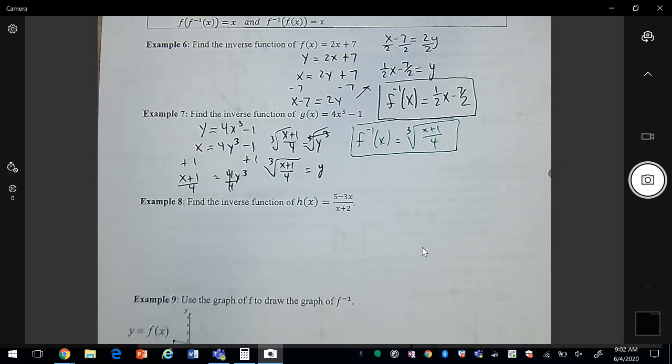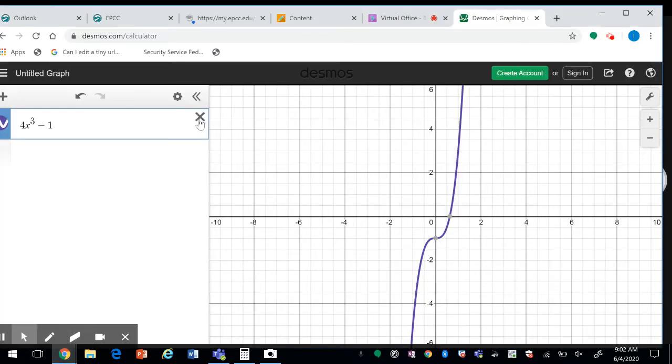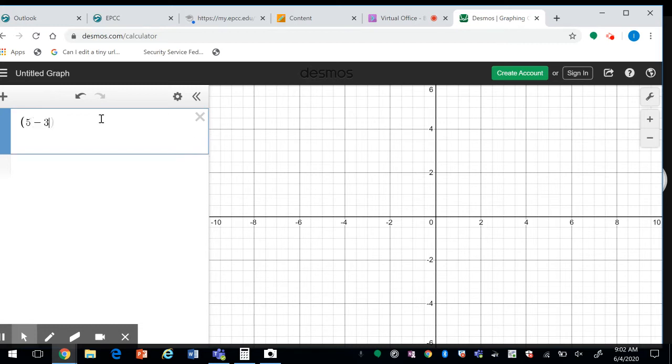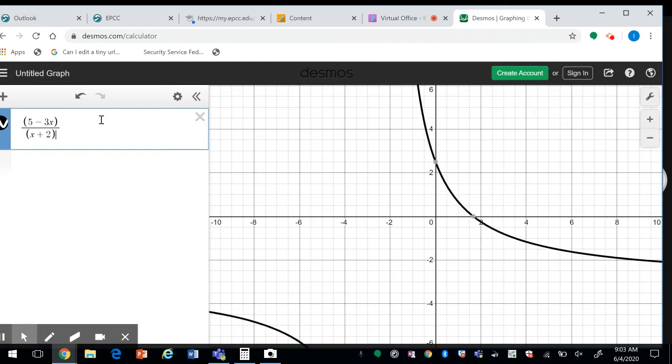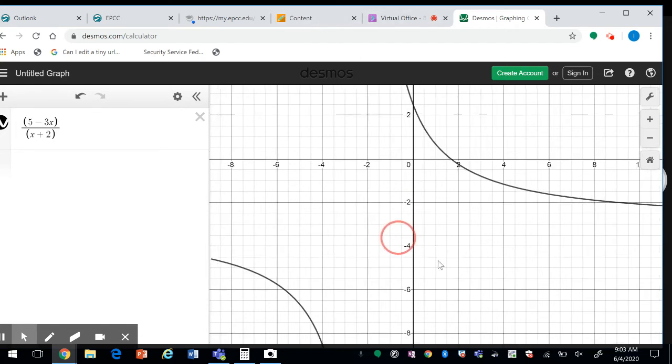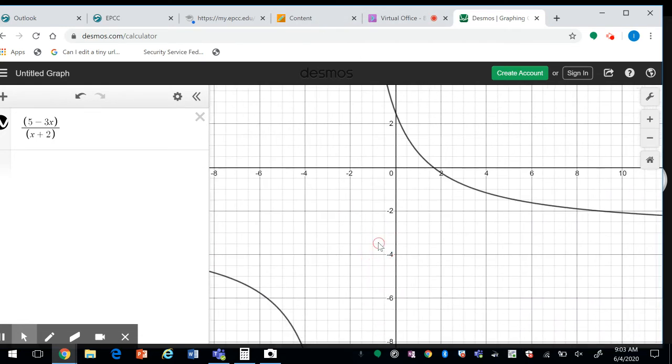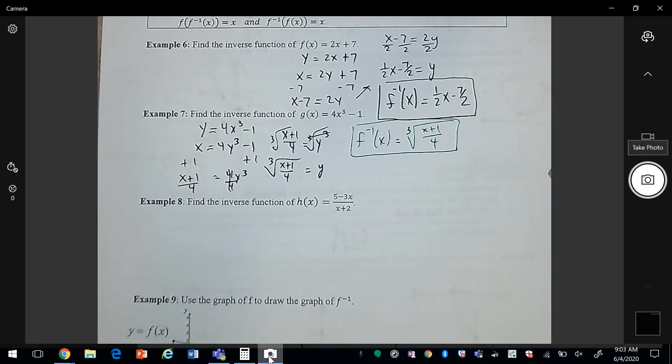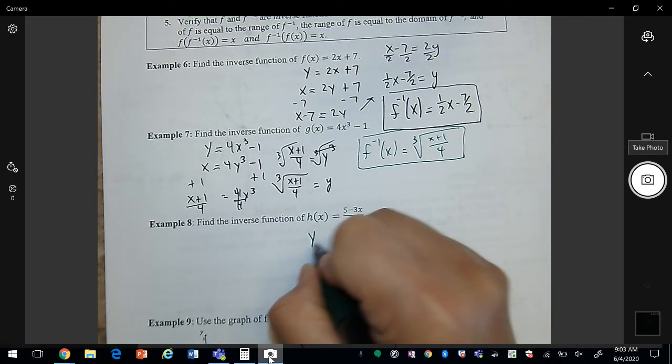Okay, let's look at letter H. I'm going to go ahead and graph it. So if I graph this, I get 5 minus 3x divided by x plus 2. So if we draw a horizontal line, it's only going to cross in one place. So that means we can find the inverse. So I'm going to let this be equal to y.